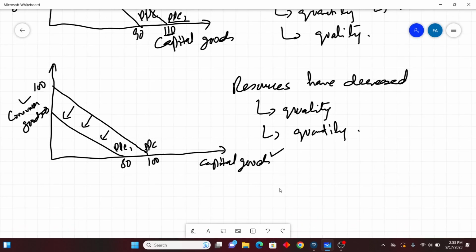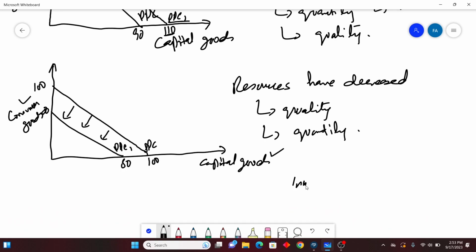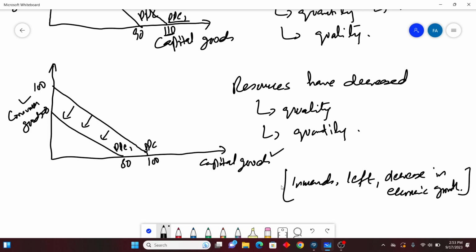What do we call this in our answers? We call this an inverse shift, inverse left shift, left side shift, and we call it a decrease in economic growth. Because this is not a growth word, this is not growth. Decrease in economic output. Either you can write this rather than growth. So this is how it becomes.